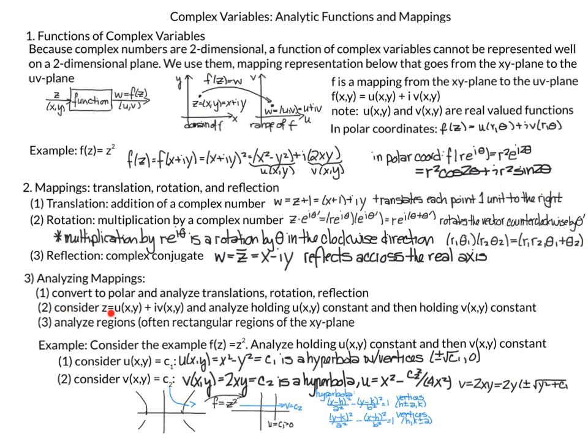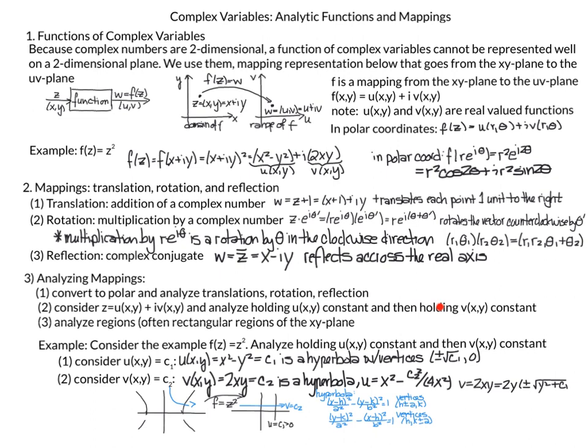Then the other thing we can do, which I'll do in my other video, is we can have z, and as I said, we could represent that as u of (x, y) plus i times v of (x, y), and then we can analyze this transformation by looking at what happens when we hold u of (x, y) constant, seeing what happens to the translation. Then we can also look at v of (x, y) held constant.